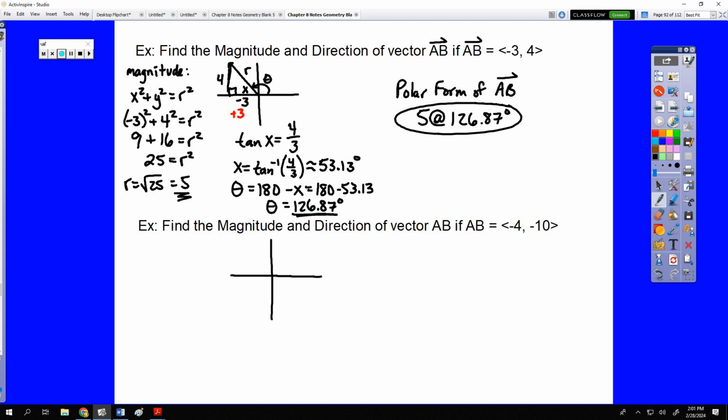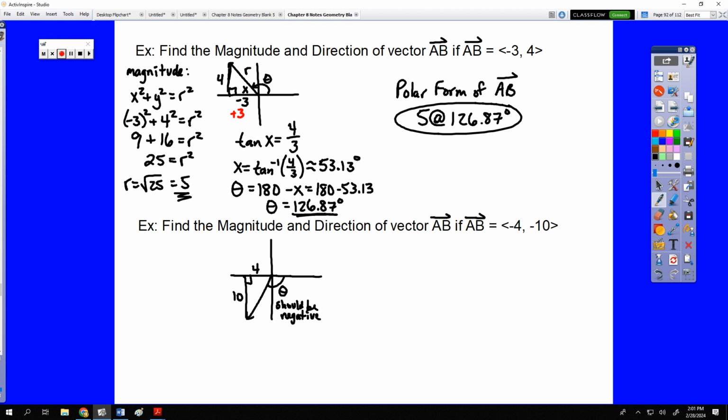So if we're looking at the vector AB, where AB has component form negative 4, negative 10, that would be in quadrant 3. We'd be looking at left 4, down 10 in quadrant 3. Okay, so when we look for angle theta, we want this angle here, which should be negative and obtuse.